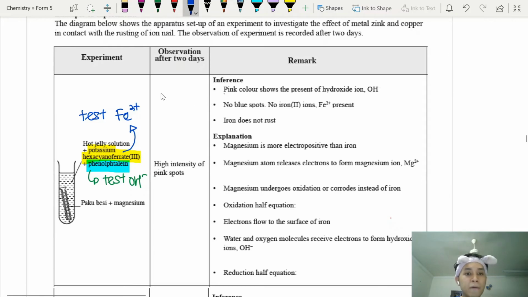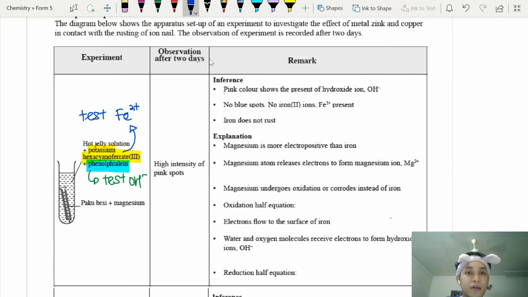Now if I have iron(II) ions in my solution, the potassium hexacyanoferrate will become blue in color. If there are no Fe2+ ions, this solution will not change color, meaning you're only going to see pink color. Pink color is because of the phenolphthalein. Remember, phenolphthalein in alkaline is pink. Alkaline means hydroxide ions, so when you have hydroxide ions, your phenolphthalein will change into pink color.